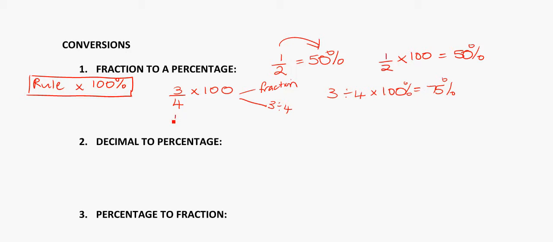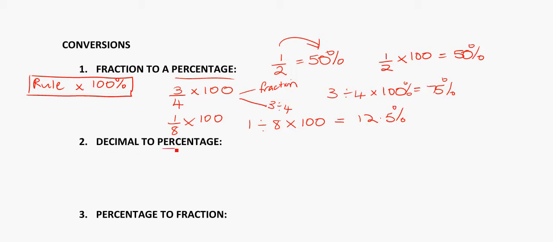Try a little bit harder one. 1/8, change that to a percentage, multiply it by 100. 1 divided by 8 times 100, and you should get 12.5%. Right, so that's fraction to a percentage.